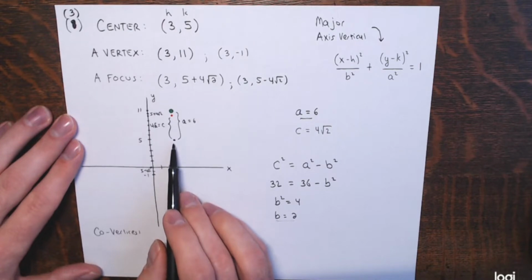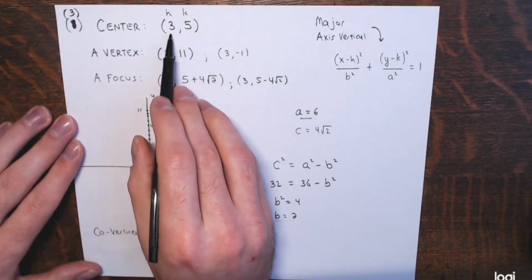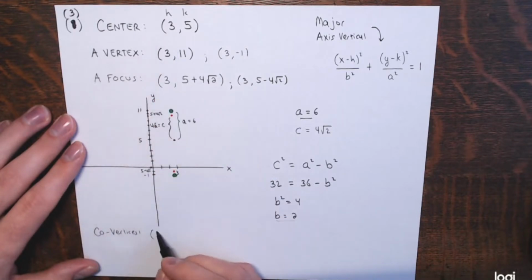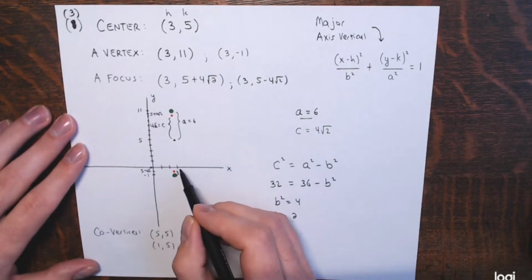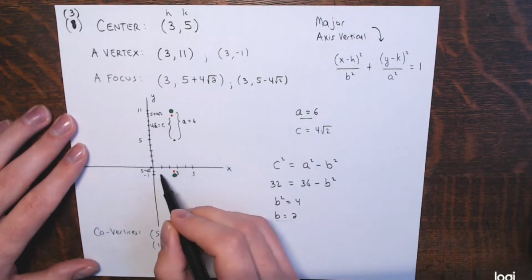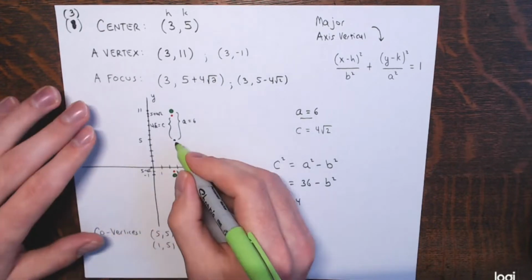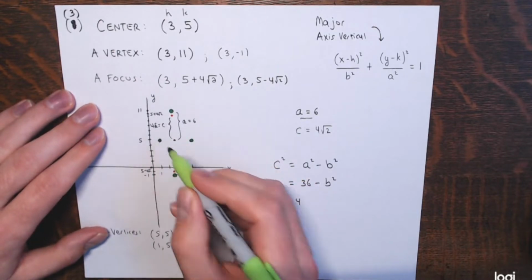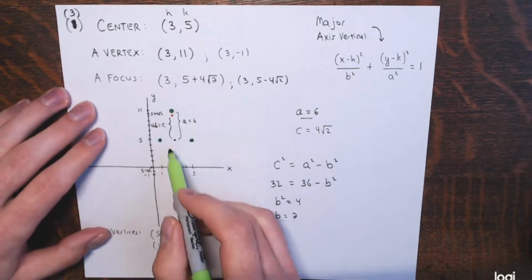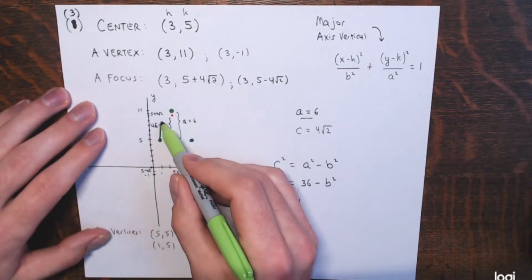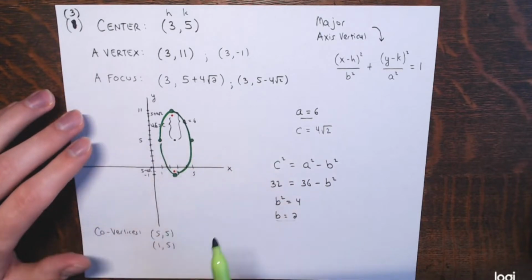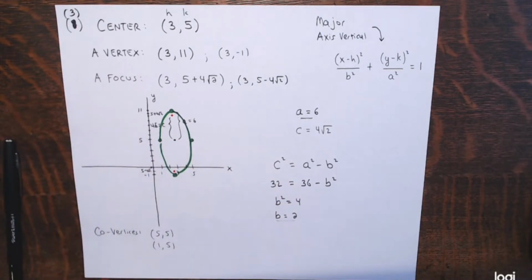So the center's at 3, 5. I'm just going to be adding and subtracting 2 to the x-coordinate. So 5, 5 should be one of the co-vertices, and 1, 5 should be the other. 2 units to the right of the center is 5, 5, and 2 units to the left of the center is 1, 5. Now that I have the vertices and co-vertices in, I can draw a rough sketch of the ellipse like this. Not perfect looking, but we'll take a look at it in Desmos.